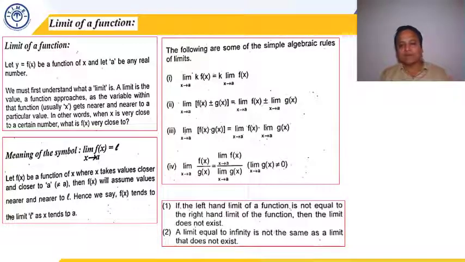If the left hand limit of a function is not equal to the right hand limit of a function, then we say limit does not exist. If the function at a point a on tending from the left hand side gives a different value than the value which you obtain on tending to a from the right hand side, then we say the limit of the function does not exist. Second, a limit equal to infinity is not the same as a limit that does not exist. These are two different entities.